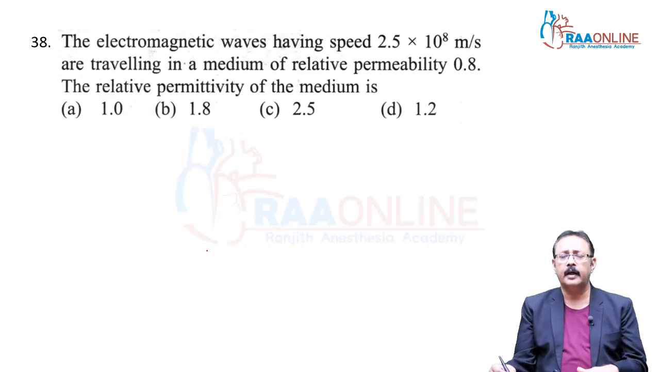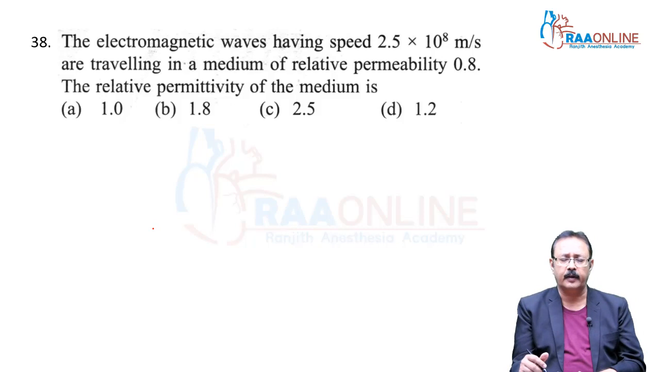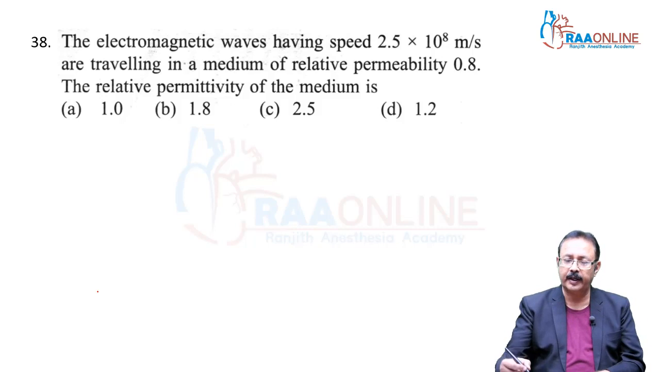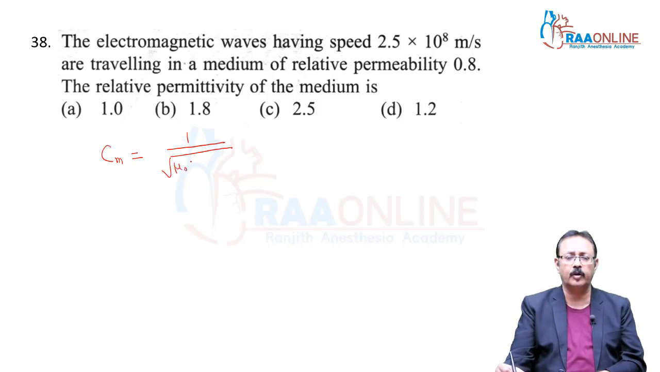38. The electromagnetic waves having speed 2.5 into 10 to the power 8 meter per second are traveling in a medium of relative permeability 0.8. The relative permittivity of the medium is? We know that speed of light in any medium we can calculate by 1 upon under root, just as we wrote the formula, mu naught epsilon naught mu r epsilon r.